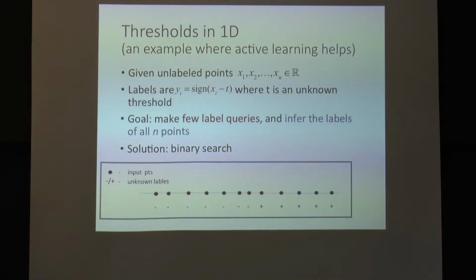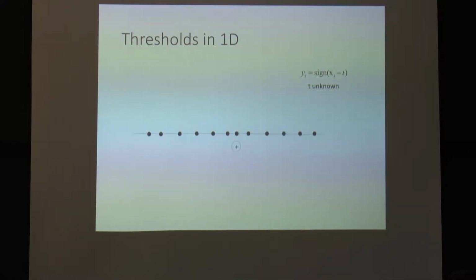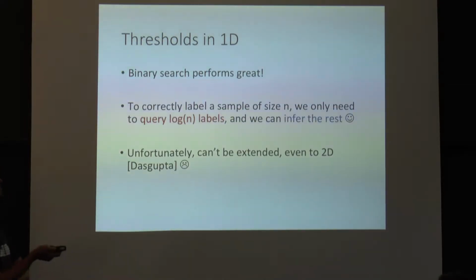And the solution here is very simple. It's just a binary search, right? So what we do is we first query the middle point. Once we see it's positive, we can infer that everything to the right of it is also positive. Then we can query the middle of the remaining points. Say it's negative, we can infer that everything to the left of it is negative, and so on and so forth, until we labeled all points. So we see that using binary search, we only use log n queries, and we infer n labels.